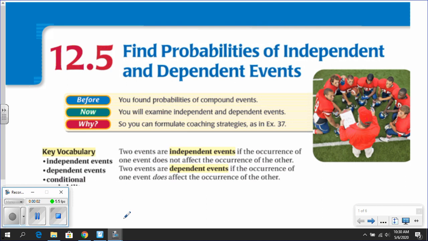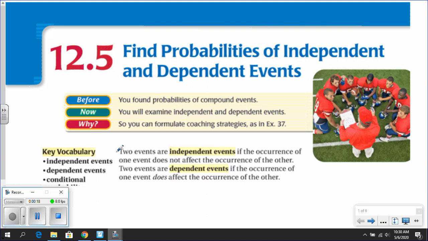Hi everyone! Today we are going to learn the last section of Chapter 12, which is also the last section of geometry for this year. So 12.5 is find probabilities of independent and dependent events.